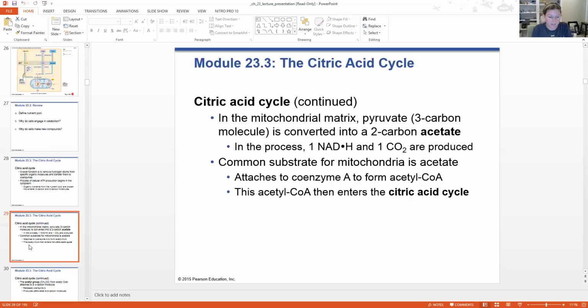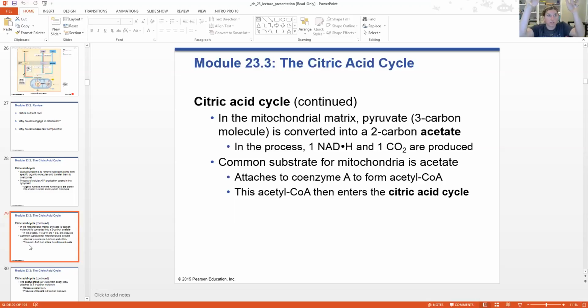Acetate is this lovely 2-carbon molecule which binds to a coenzyme A. It's just another molecule. It's kind of like a derivative of a vitamin, and it forms the precursor for this citric acid cycle. So there's this kind of pre-step that takes place in the beginning of the citric acid cycle.